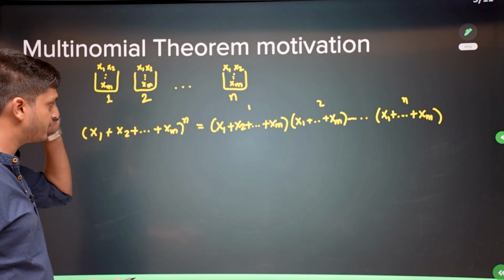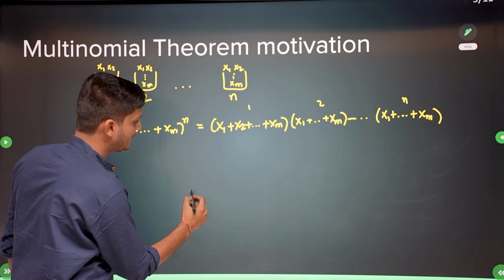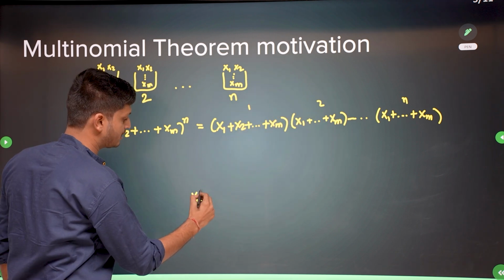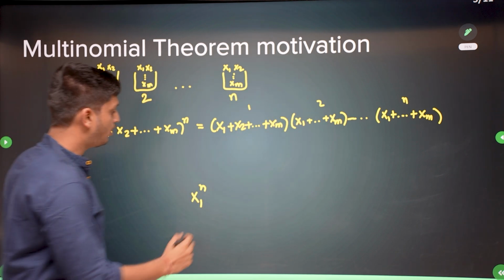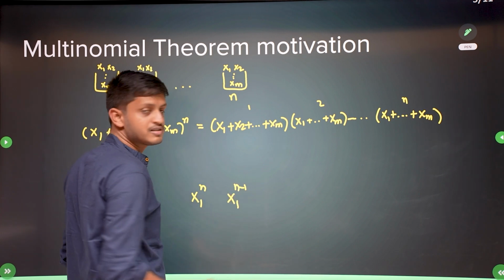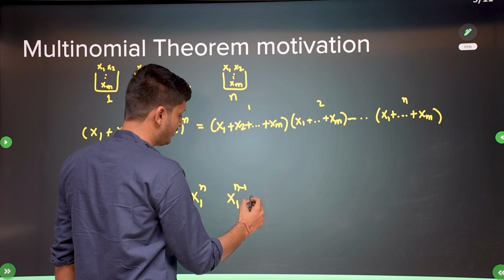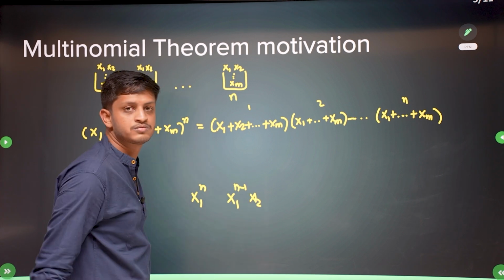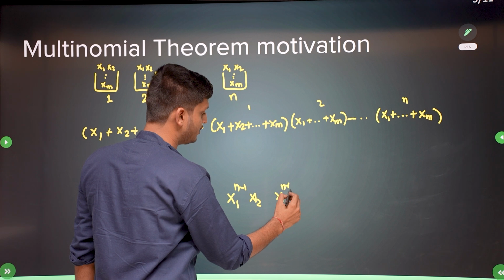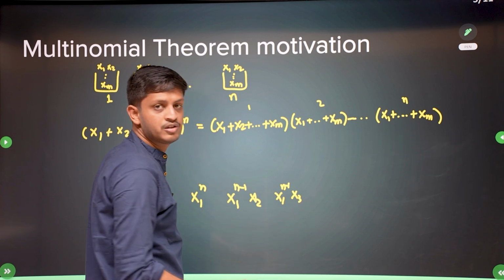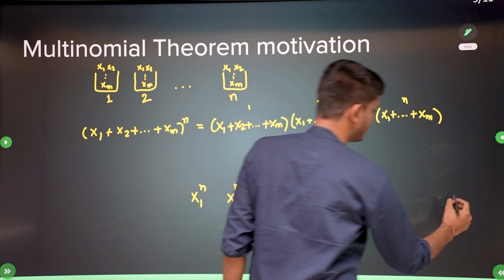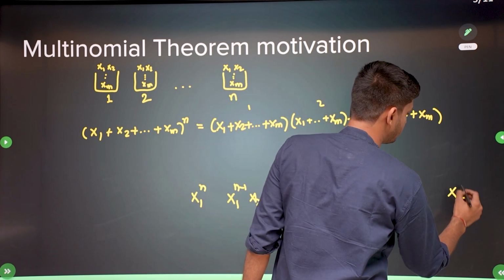So here, how will the terms look like? You can either take an x1 from all the containers, so you will have a term like x1 to the power n, or you can take, let's say, n minus 1 x1s and 1 x2, or you can have n minus 1 x1s and 1 x3. There are many such terms, and the last term will be xm to the power n.